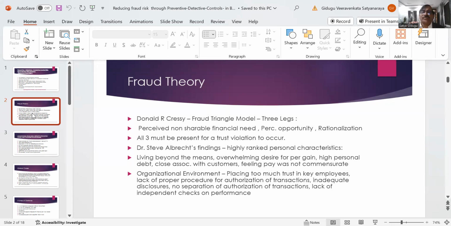Honestly, we should get. And high personal debt. These people will have gambling and other habits, and they do have high personal debt. And close association with customers. All these five characteristics, dear friends, understand, will be reflected in a fraudster.